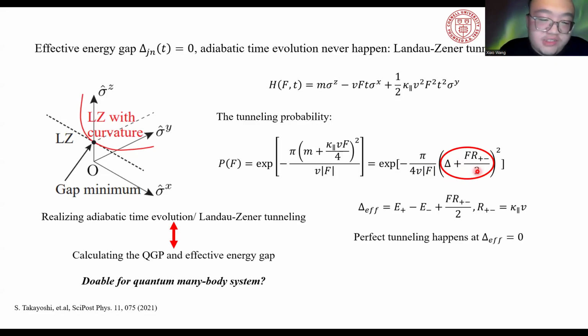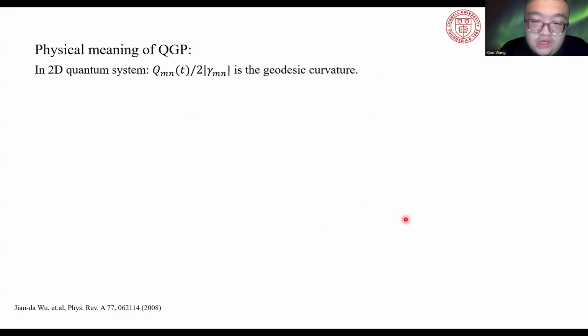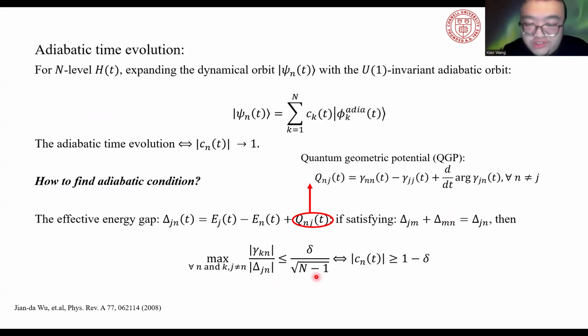First of all, we can consider whether we can generalize this adiabatic time evolution condition to a more general quantum many-body system with many more energy levels and gaps. And the second point is whether it's possible to really apply this adiabatic condition to such a system, since the capital N grows exponentially with the system size. However, if we can find the zeros of the effective energy gap, then we can exactly claim that at the zeros of the effective energy gap, there must be some perfect tunneling process happening in this system.